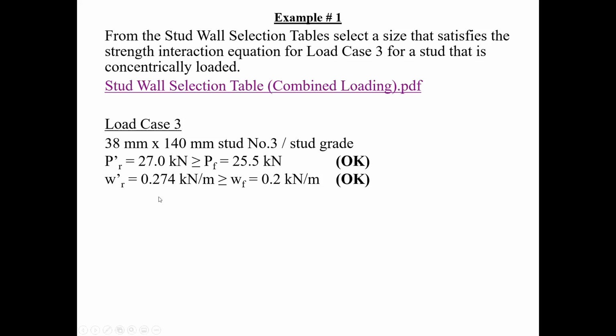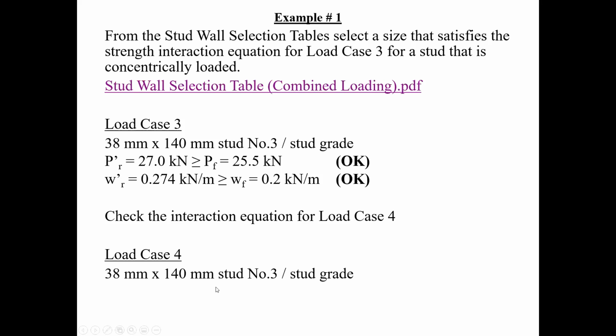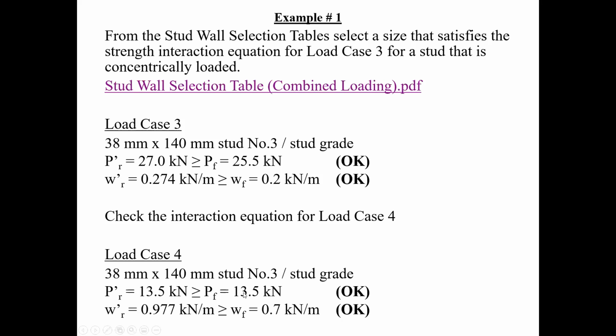You got to read right across, and those are all the values you get. Now, check for combination number 4. Okay, so we had 13. So here, this is 13.5, which is equal. So that's okay. And then my WR value was 0.977. So therefore, case number 4 is okay.